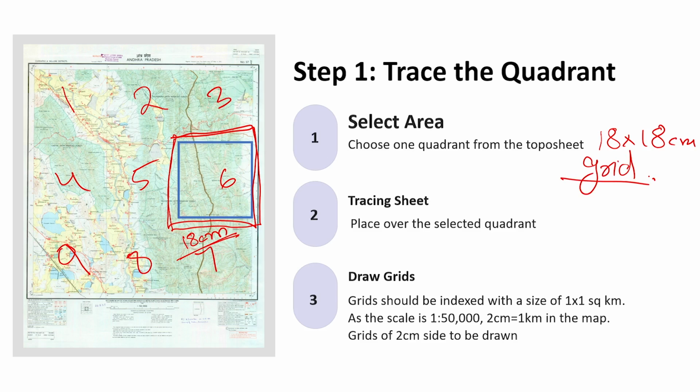So, your study area is going to preferably be an 18 into 18 centimeter grid. So, the next step is to take your tracing sheet. We are going to put our tracing sheet over the study area and copy it. Once we have performed this, we will draw grids. Please keep in mind the scale is 1:50,000 and grids are usually drawn at 1 into 1 square kilometer units or 1 into 1 mile grids.